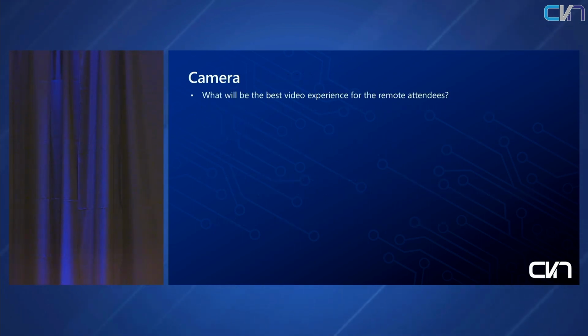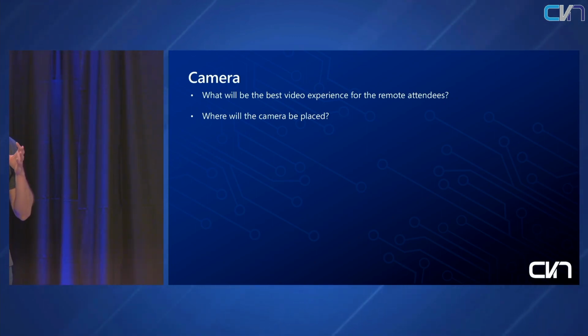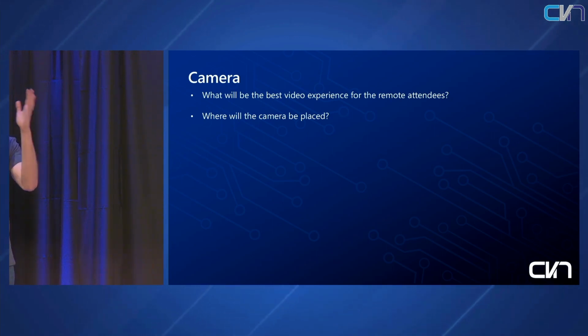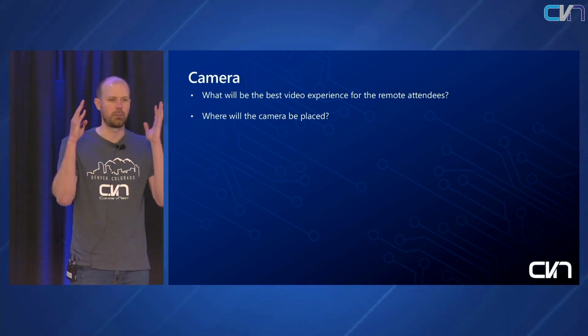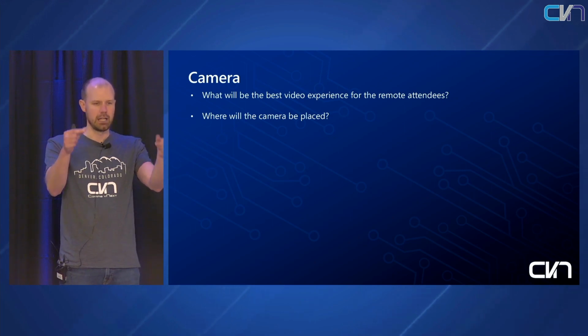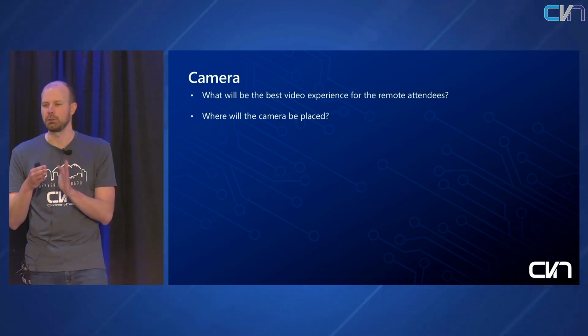Camera. What will be the best video experience for the remote attendees is really what we're going for here. So we need to determine where will the camera be placed? Typically, I say we want the camera to be placed where the in-room participants' gaze is directed towards. What do I mean by that? Put the camera near the display, right? All the in-room participants are looking at the display. If the camera is right below the display, it looks like they're having a more direct conversation with the remote participants.